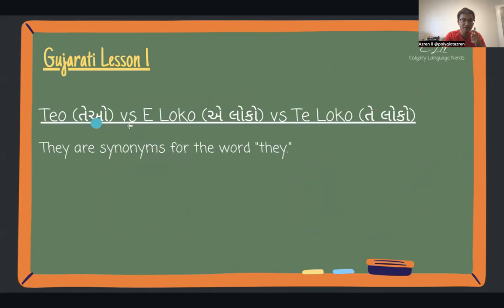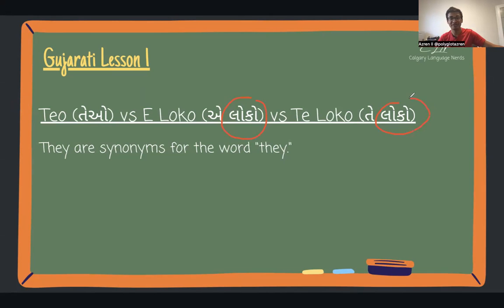Here we go. We have teo and eloko, which are synonyms, which all mean they. Teo, I see a lot more in writing, although people will use it in speaking too. Eloko or teloko also means they, but I just want to make one little clarification. Loko means people. So if you're going to say eloko, teloko when you're talking, it has to be referring to people. If you have a bunch of dogs running around and you said they, you couldn't say eloko, teloko, because those are not people.